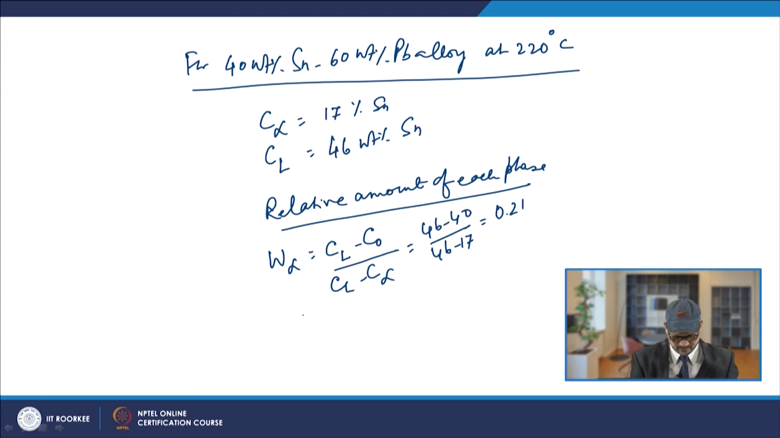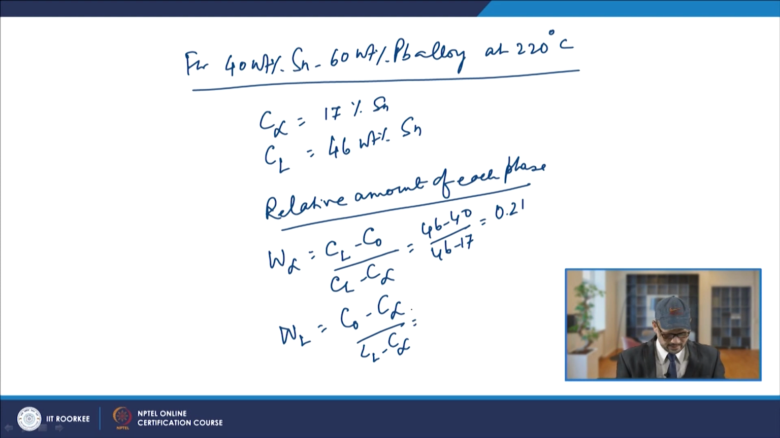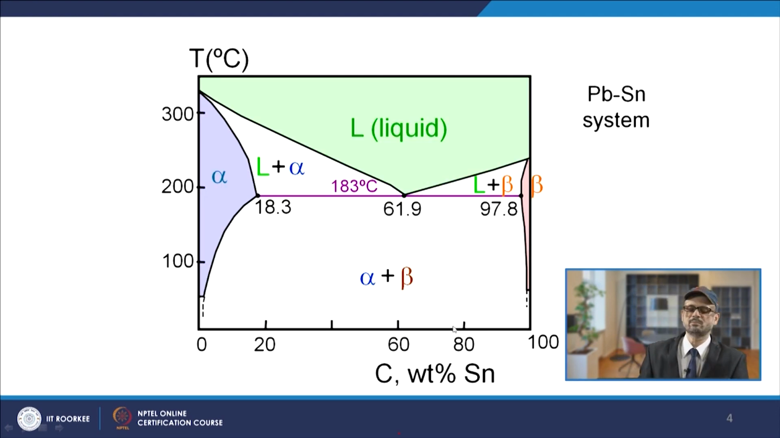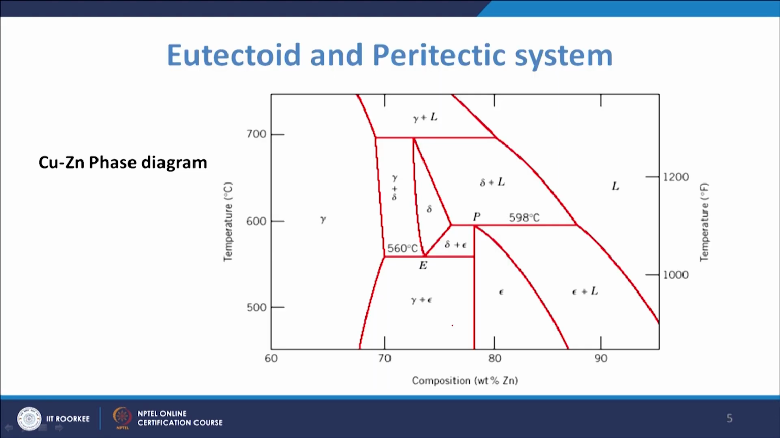Similarly, you can find the liquid percentage, and the liquid percentage will be according to the line which is cutting towards the alpha zone. So, it will be C naught minus C alpha divided by C L minus C alpha, and in this case it will be 1 minus 0.21. So, it will be 0.79. So, such is the way you calculate the relative amount of phases which are formed in the case of these phase diagrams.